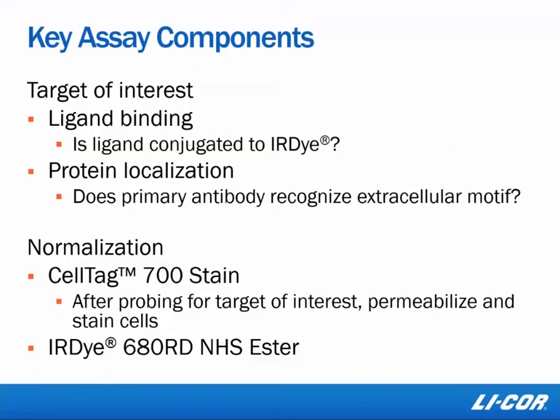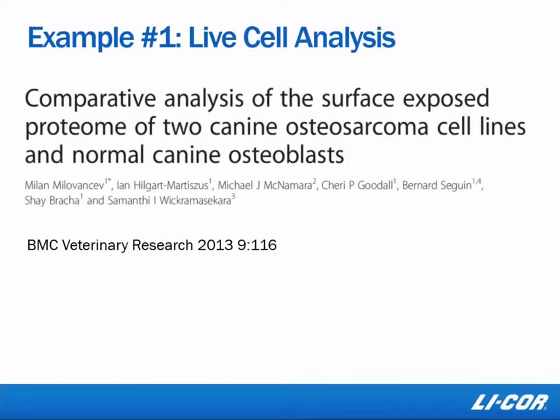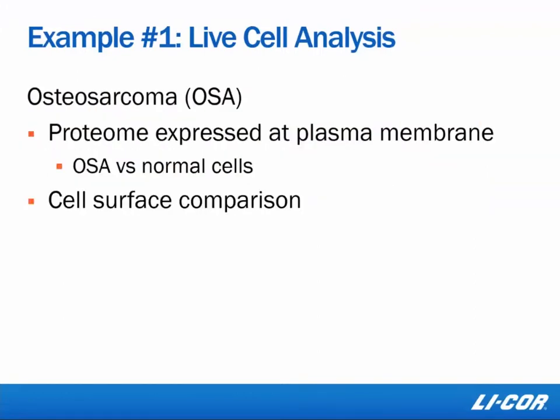The first one will be from Milovancev et al., published in 2013 from BMC Veterinary Research. Now this group wanted to look at how the cell surface proteomes differed between normal and cancerous cell lines. And specifically the cancer cell line they wanted to look at was an osteosarcoma cell line, or OSA. So to accomplish this study, they took whole cells, either wild type or OSA cancer cell lines, and biotinylated cell surface proteins.